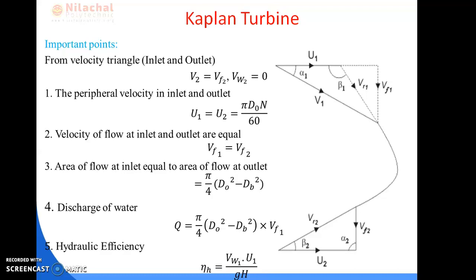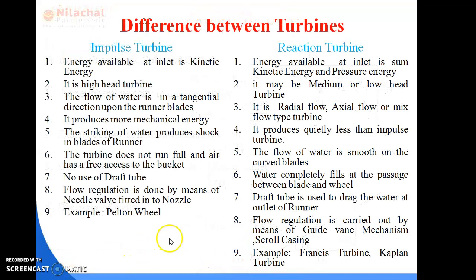So this is the level of water, or the energy of water per unit weight of water, before the water strikes upon the runner plate. In this way we can find out the hydraulic efficiency. In the next video class, we will solve some problems related to Kaplan turbine and Francis turbine.